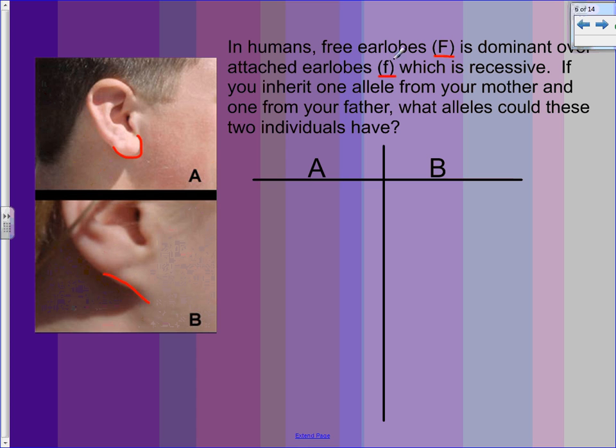If we're looking at individual A, notice they have free earlobes, so we know they have to have at least one capital F. Then the question becomes, what's their second allele? Because you remember, you get two alleles, one from mom and one from dad. The second allele could either be another big F, because that would give us free earlobes, or because F is dominant, we could have a lowercase f. Remember, the dominant will cover that up. It's not even there. So if you have the dominant trait displayed, you could either have two dominant alleles or a dominant and a recessive.